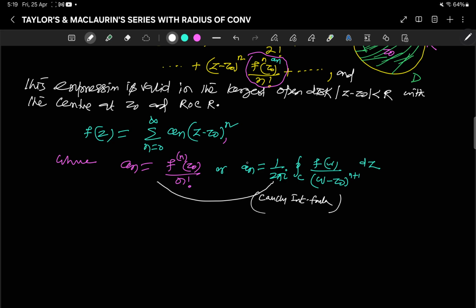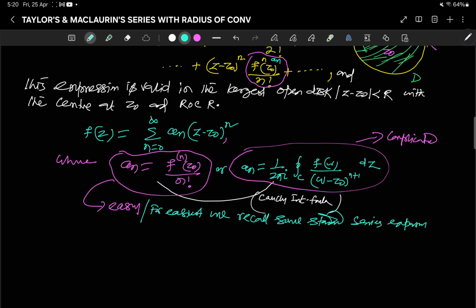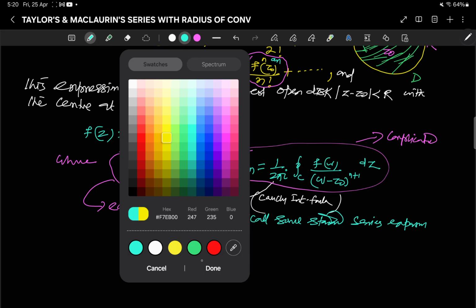But this version of the approach will be complicated. Now this version is easy. And we can successfully use some standard series to make it further easy. So now to make it easiest, we recall some standard series expansions. So this series is valid in this domain.